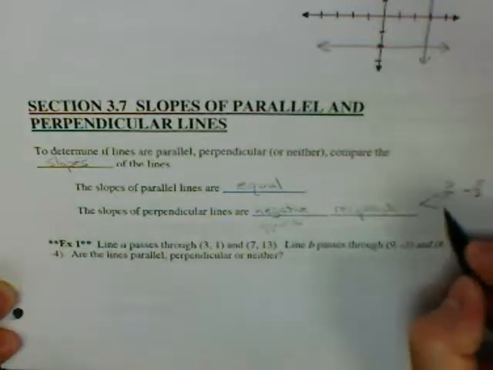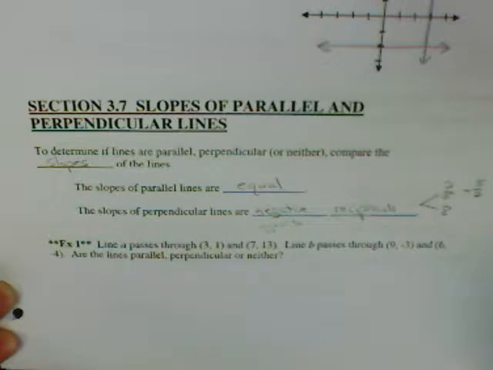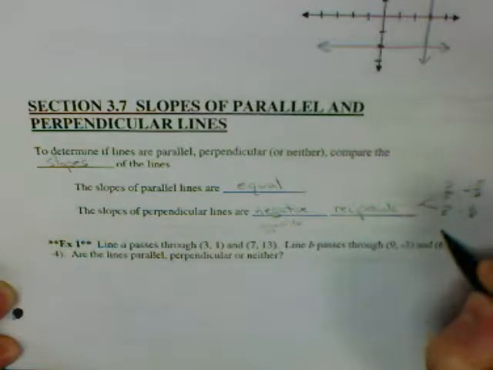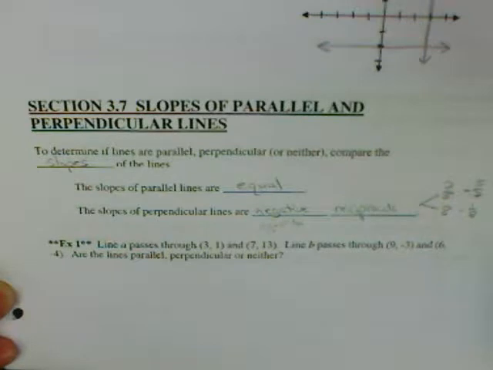And another example there is if you have a line that has a slope of 8, its negative reciprocal is going to have a slope of negative 1 over 8. You remember how 8 can really be written as 8 over 1, so we're going to flip it, it becomes 1 over 8, and change the signs. All right, we'll see how this goes in example 1 here.